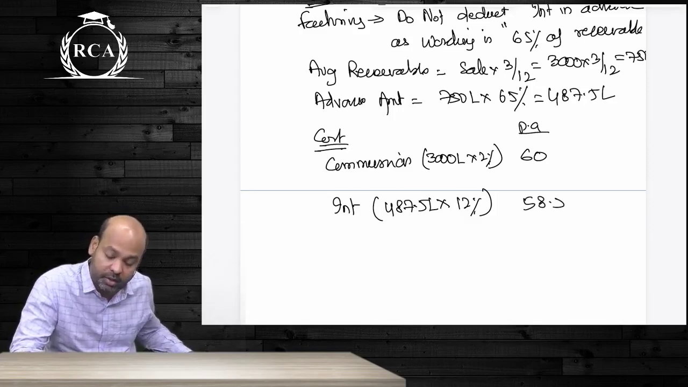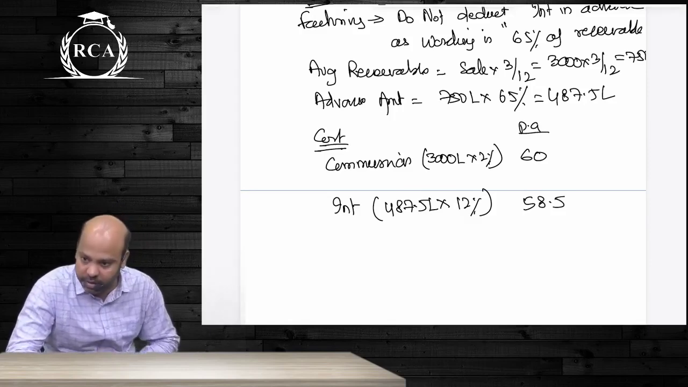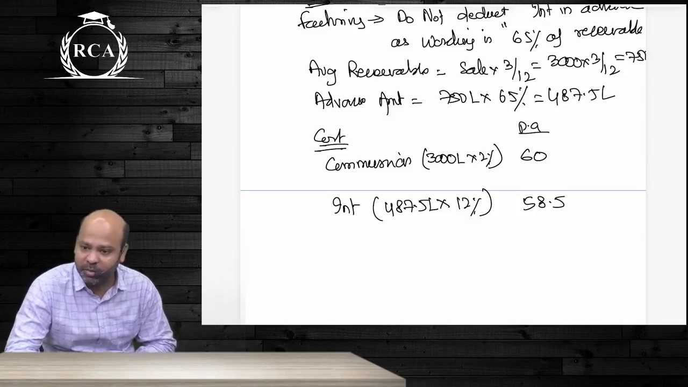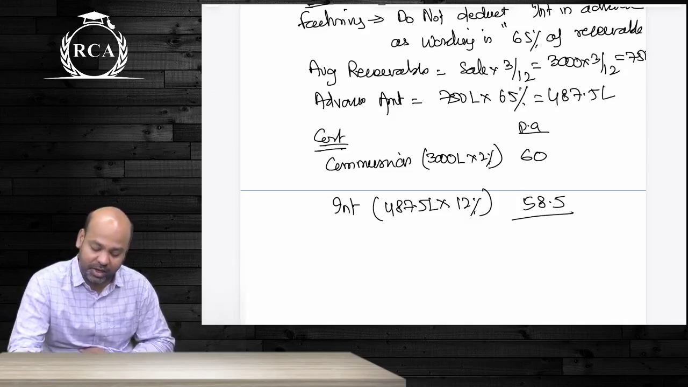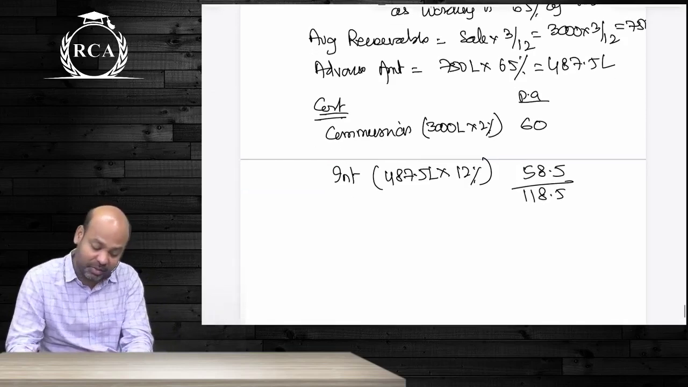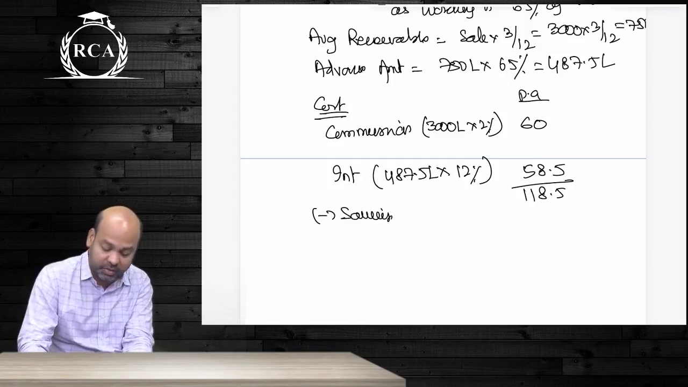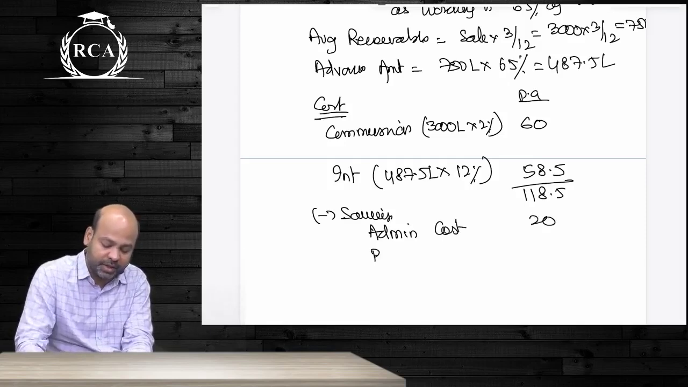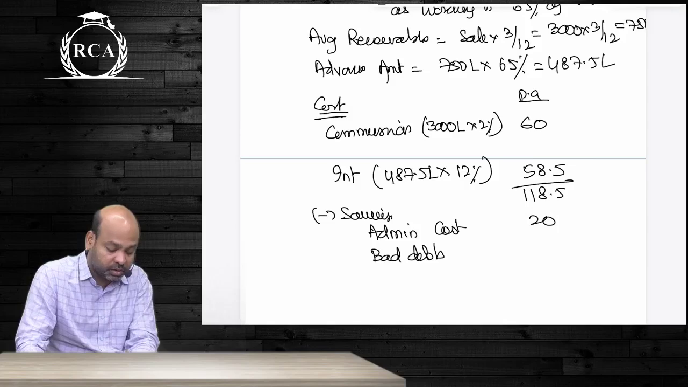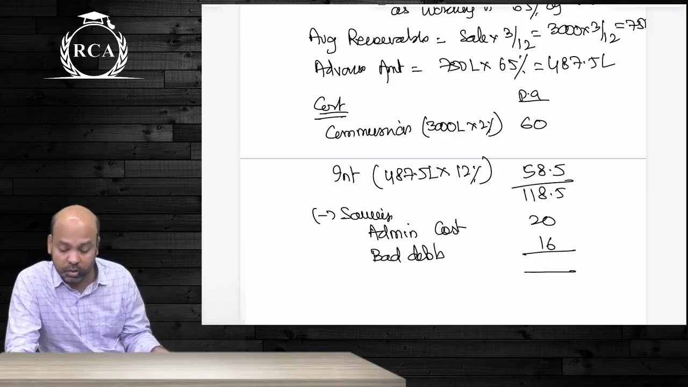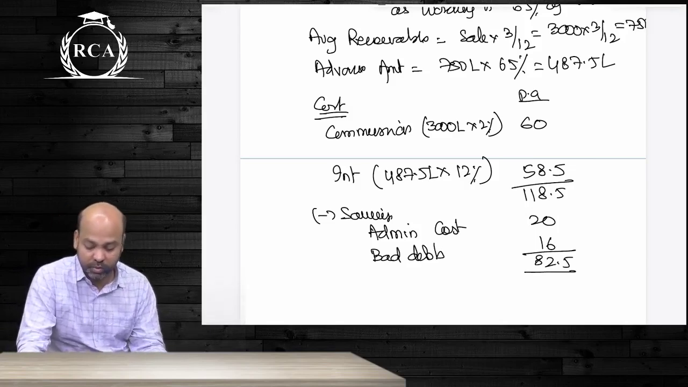58 point. Whoever is writing into 3 by 12, remember again to annualize the amount, you will have to write into 12 by 3. So it is 58.5, guys. Total amount is 118.5. From this you will deduct savings, guys. How much are we saving, guys, in administration cost? 20 lakhs. How much are we saving in bad debts, beta? 16 lakhs. How much will the net amount be?